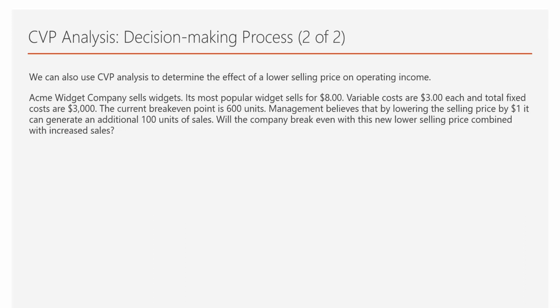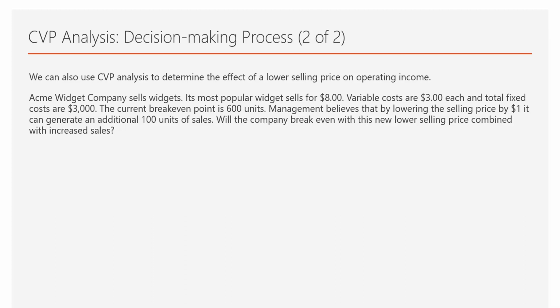We can also use CVP analysis to determine the effect of a lower selling price on operating income. Now, it stands to reason that if all else stays the same and we lower a sales price, we're going to have less operating income. The reason we might want to lower the sales price is to see if we can sell more units and move more units through. That's why sometimes companies will lower the sales price to get more people to buy.